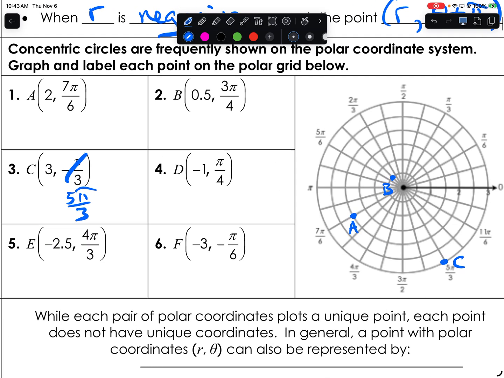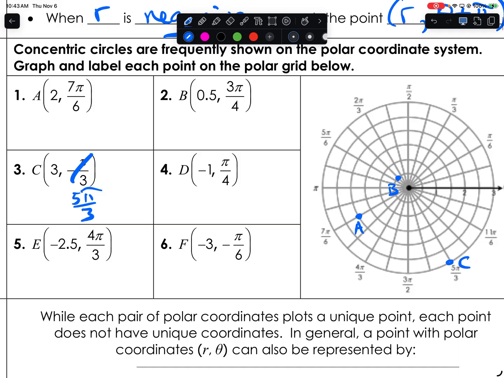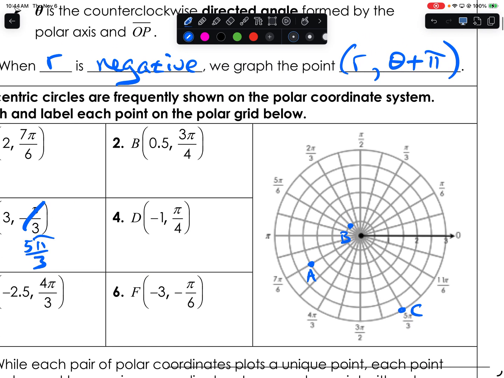Okay? Now we're dealing with a negative radius. So our little formula up here says if I have a negative radius, what do I do? I make the r positive, and I add the equivalent of pi. So instead of -1, it's +1. And then if I add pi, what do I add common denominator-wise? 4 pi over 4, right? Just the denominator of the denominator. So the denominator is 4, so I do 4 pi over 4.